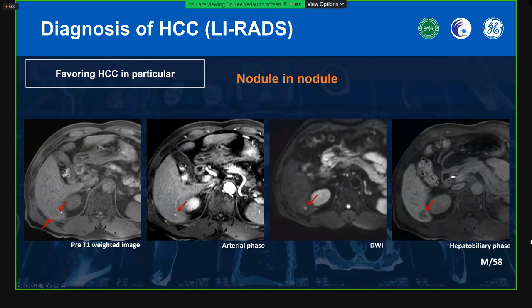On pre-contrast T1 weighted images, there is a nodule showing slightly low signal intensity and a smaller focus showing lower signal intensity than the outer nodule. And this small focus shows arterial enhancement and diffusion restriction on diffusion weighted images. So we consider this to be an HCC within this dysplastic nodule.